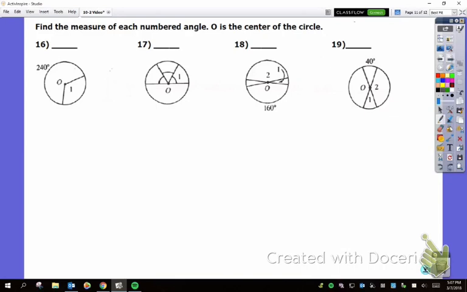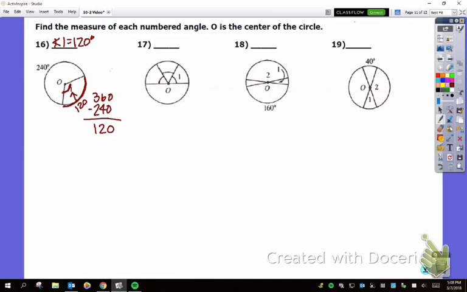We know that there's 360 degrees in the whole circle. So if you look here, we need to find this arc before we can find this angle. So we're going to say 360 minus 240, which gives us 120 degrees. And we know that the angle and the arc are the same, so angle 1 equals 120 degrees.